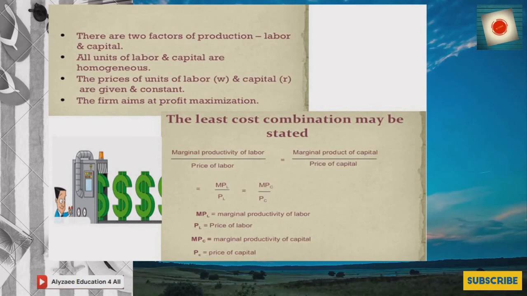So least cost combination may be stated as marginal productivity of labor divided by price of labor, equals marginal product of capital, MPC, divided by PC. Where MPL is marginal productivity of labor, PL is price of labor, MPC is marginal productivity of capital, and PC is price of capital. Once we know the values, we will put them in this equation and get this calculated.